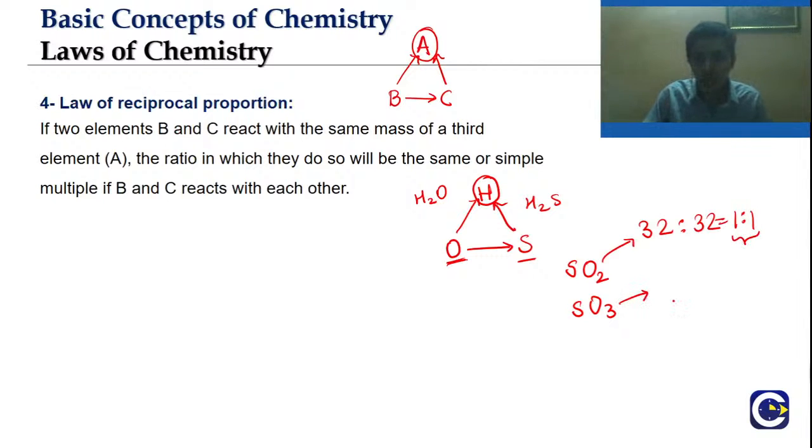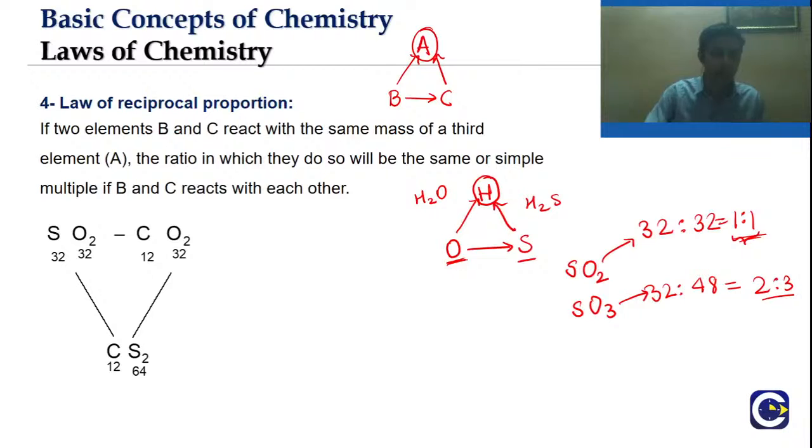Or in SO3, if I take 32:48, which is 2:3. Getting it? So it is a simple multiple. 1:1 or 2:3, basically small whole numbers.